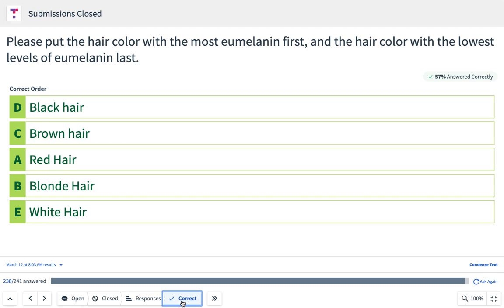So you had to think to yourself, okay, they're not quite as dark as black hair, but they're not quite as light as a blonde. So they need to be somewhere in between. Brown hair has the second highest concentration of eumelanin. Red hair is typically going to have more eumelanin than blonde hair. Blonde hair is characterized by an almost complete lack or an incredibly small concentration of eumelanin, and then white hair is at the end with no eumelanin at all.